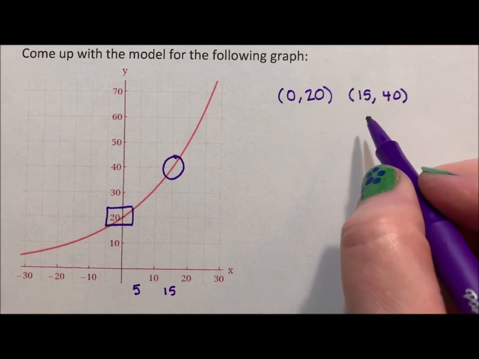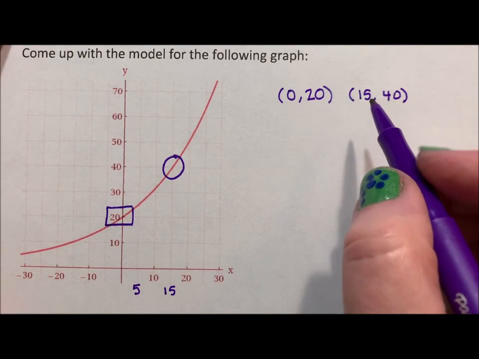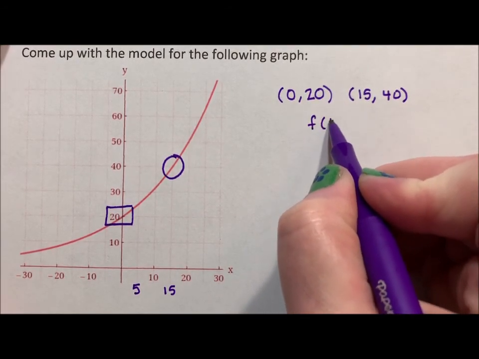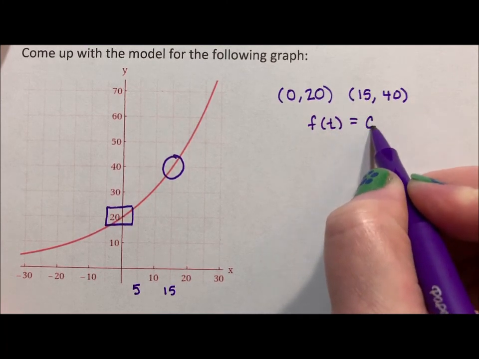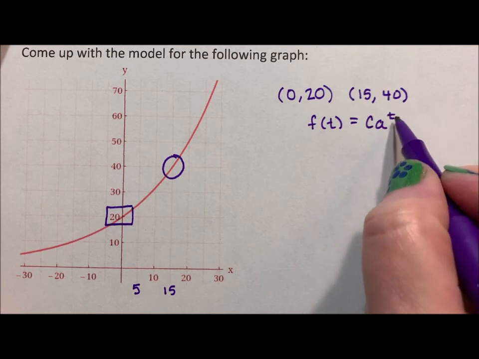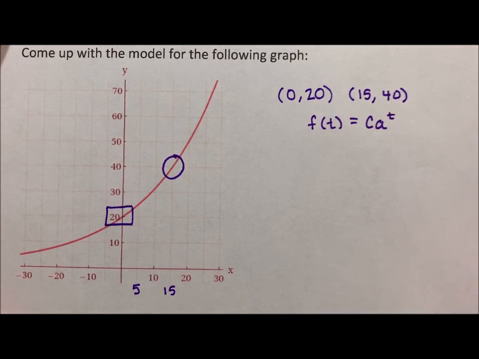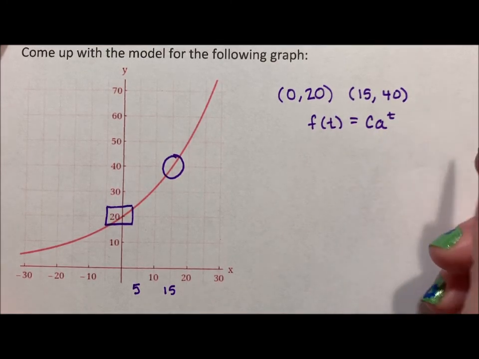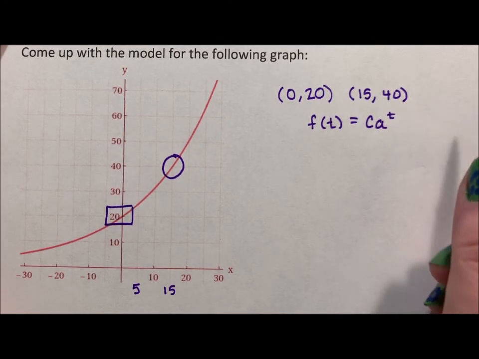So essentially my model is f(t) = c·a^t. I like using this model because it spells out the word cat, and I always think of the crazy cat lady who keeps on getting more and more cats. So this is my favorite model for an exponential equation.